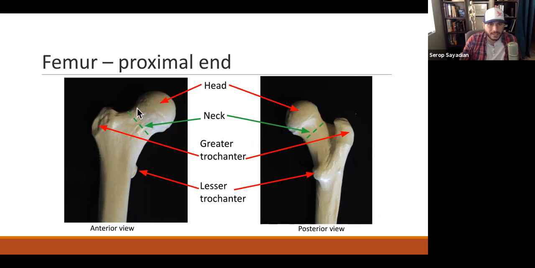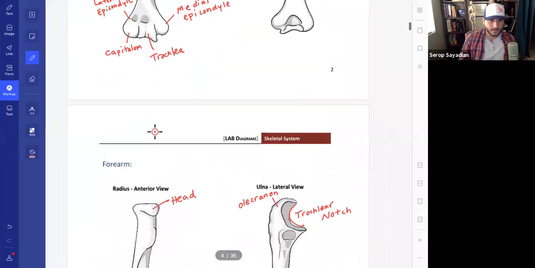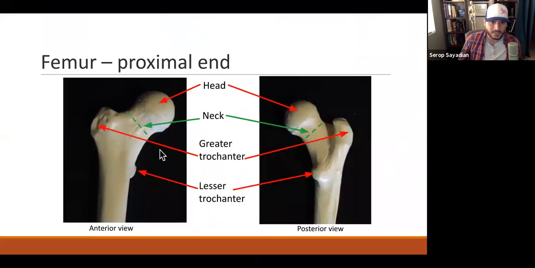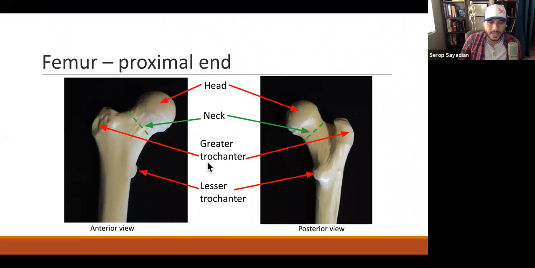So here's the head, here's the neck, and then we're going to have what are called trochanters. If you remember with the humerus, we had tubercles, greater tubercle and lesser tubercle. The femur has the same thing actually, except they're not tubercles, they are trochanters. Just like the humerus, the greater one is on the lateral side, the lesser one is on the medial side. And these are sites for muscle attachments as well, specifically the glute muscles, the butt muscles. So here's the head, the neck, the greater trochanter, and the lesser trochanter.